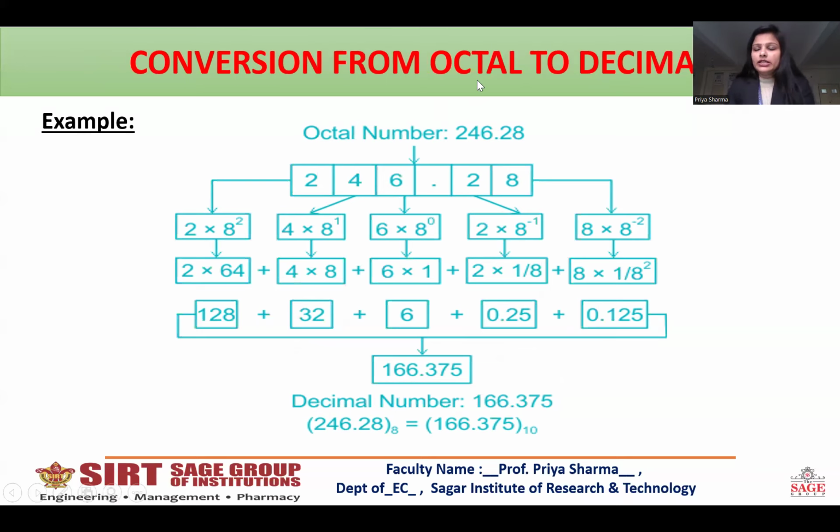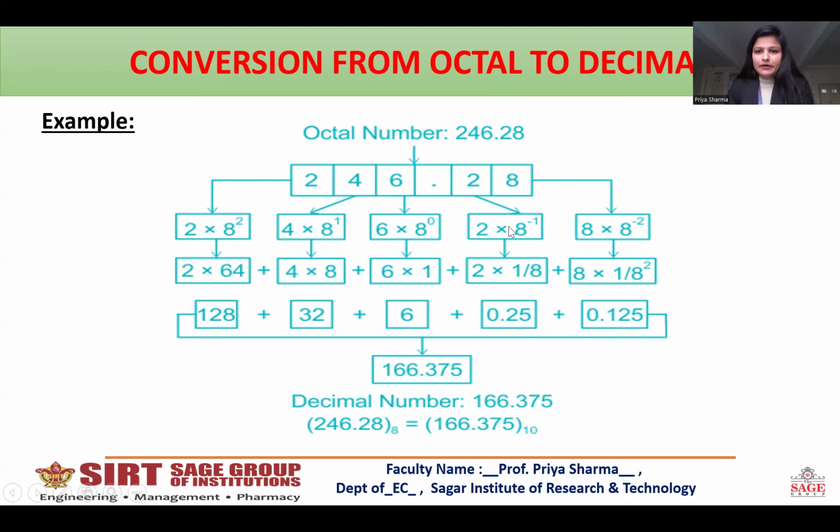So earlier, as we have converted binary to decimal, we have multiplied it with the powers of 2. 2 to the power 0, 2 to the power 1. Here, as it is octal, we will multiply it with 8 to the power 0. So 2, 4, 6. 6 into 8 to the power 0, starting from the right hand side. 6 into 8 to the power 0 plus 4 into 8 to the power 1 plus 2 into 8 to the power 2. And after the fractional part, we will start from left.